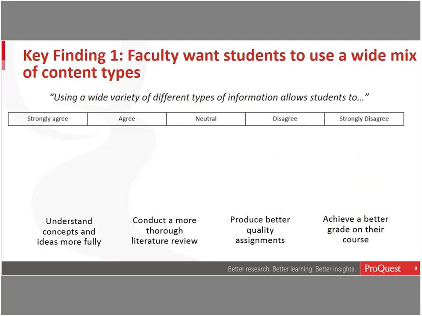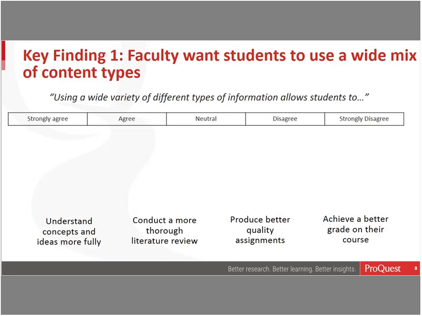So we wanted to understand how important lecturers think it is for students to use lots of different types of information. Do they see the value in their students using lots of types in their research? And if so, what does this actually help with? What does it help them to achieve? So we asked the following questions just to respondents who also taught. Please indicate whether you agree or disagree with the following. Using a wide variety of different types of information allows students to do the following.